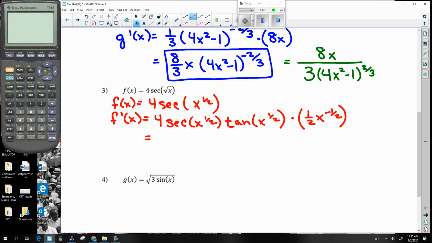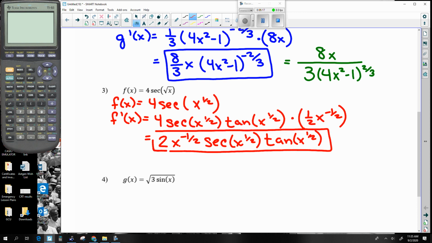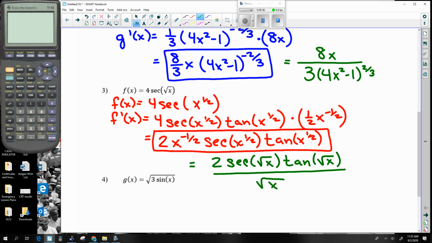All right, so this would be what? 2x to the negative 1/2, secant x to the 1/2, tangent x to the 1/2. And again, I'm okay with that right there. Fine. However, how is it really going to look? This is going to be a 2 on top with a secant on top with a square root x, a tangent on top with a square root x, and a square root x on the bottom. That's what it's really going to look like.